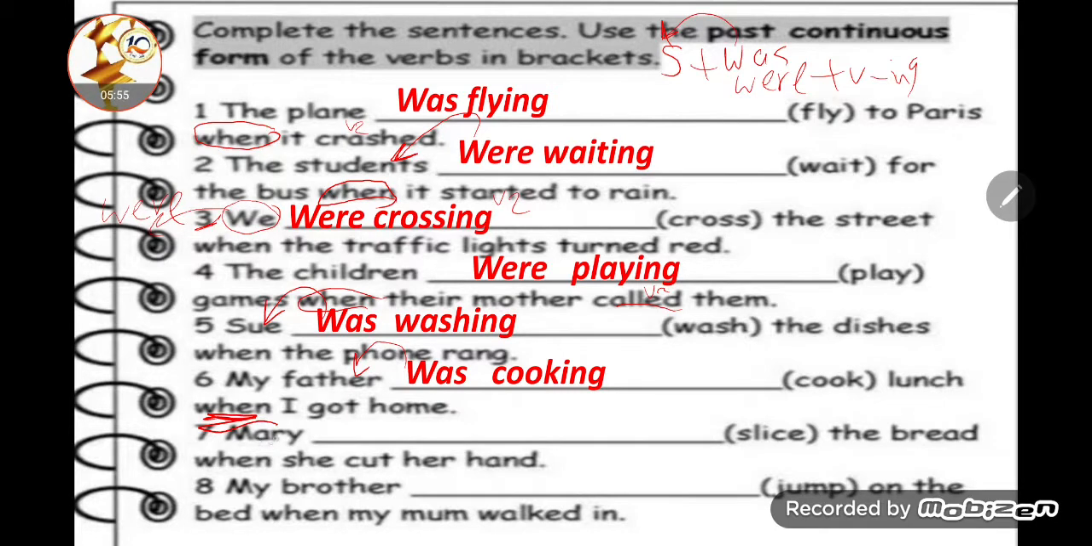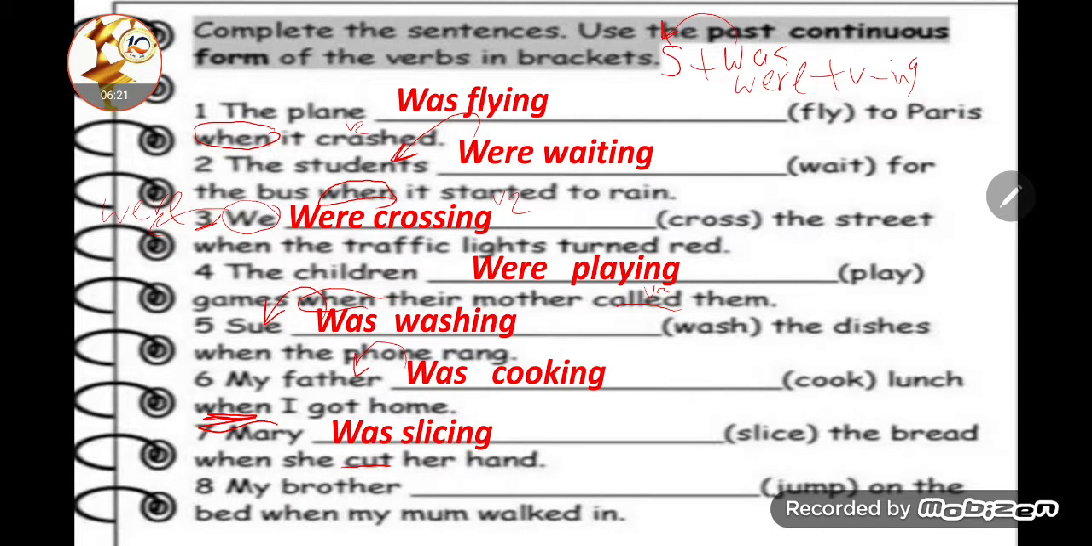Mary number 7. Mary sliced the bread when she cut her hands. Mary was slicing the bread when she cut her hands. وجت هون slice اللي هي as a verb إذن هي بينما كانت ماري أو لما كانت ماري عم بتقطع بالخبز، she cut her hand جرحت إيدها. cut هون مش بمعنى قطع ولكن بمعنى جرحت نفسها.